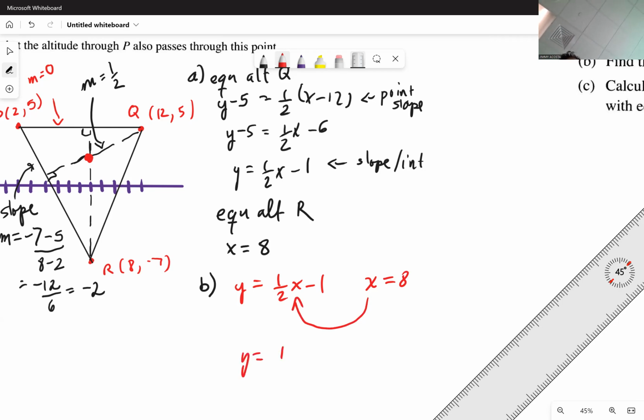So y equals half times 8 minus 1, which is 4 minus 1, which is 3. So we have 8 comma 3. And therefore, this guy right here is 8 comma 3. That's our intersection.